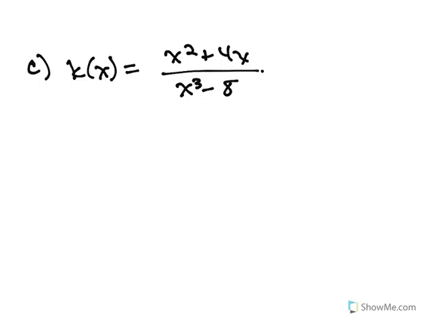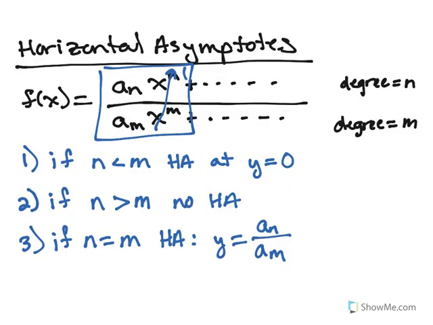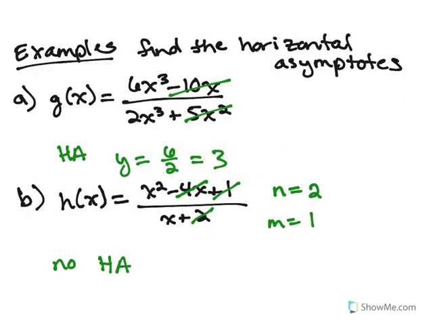All right, of course we need to do our last case that we haven't gotten to. My function is k of x equals x squared plus 4x over x cubed minus 8. So in the numerator, x squared is my leading term. I don't need the 4x. In the denominator, x cubed is the leading term. So the degree of my numerator is 2. The degree of my denominator is 3. So that is case number 1. The degree of the numerator is less than the denominator. We get a horizontal asymptote of y equals 0.